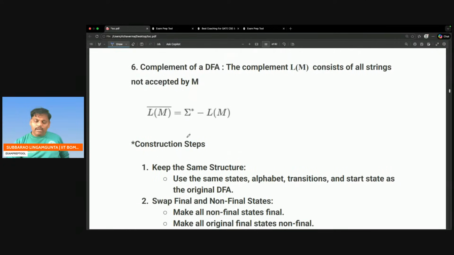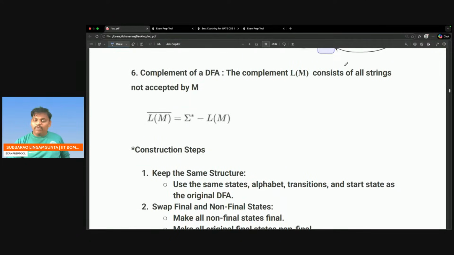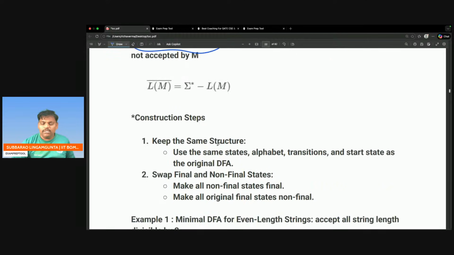Next one, complement. Remember, complement will be done only for DFAs. So how will you do complement? Just interchange final to non-final, non-final to final. That's it. In the given DFA, make final as non-final, non-final as final. Then you will get the complementation. Other than this, nothing else.